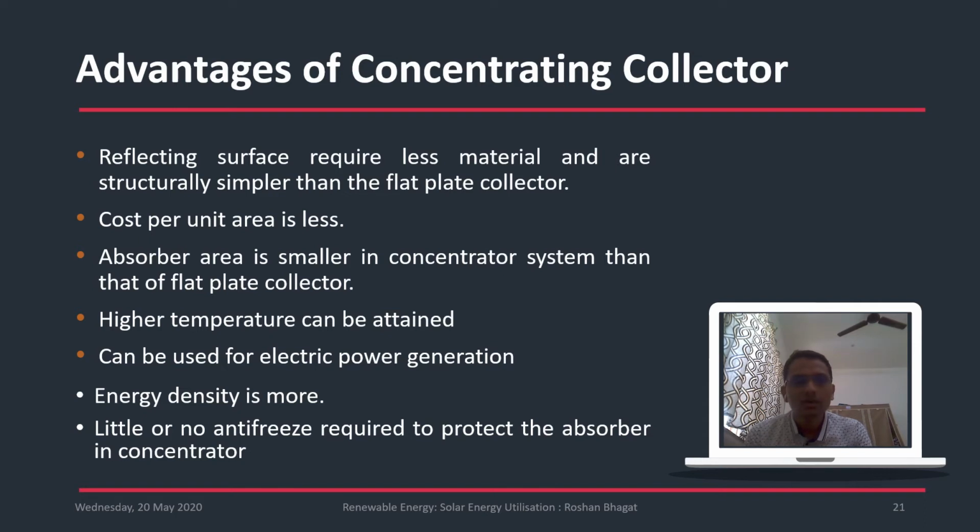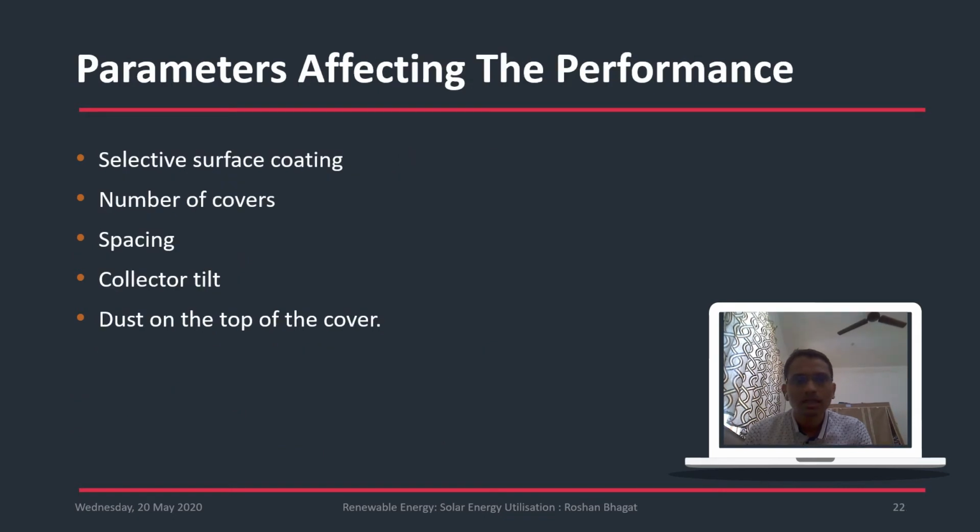Energy density is more, and little or no antifreeze is required to protect the absorber in a concentrated collector. So these are some of the advantages. Parameters affecting the performance: selective surface coating. The coating we select should be completely reflecting or completely absorbing. So these things affect the performance.